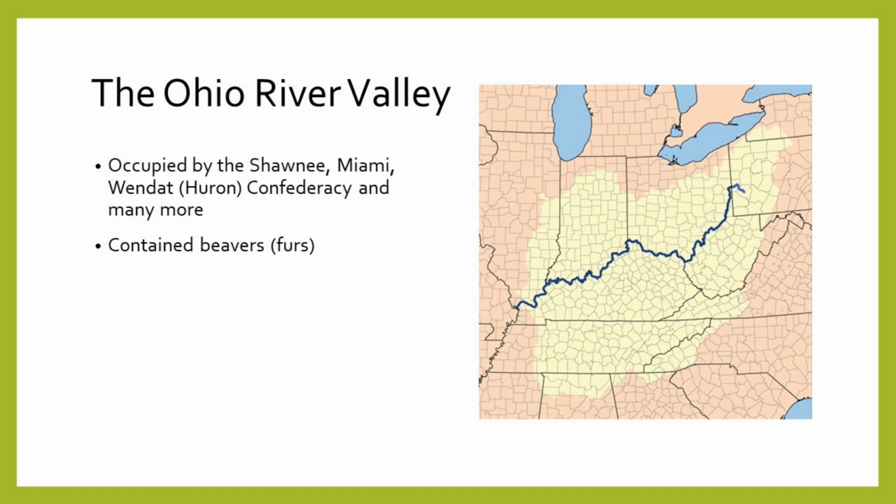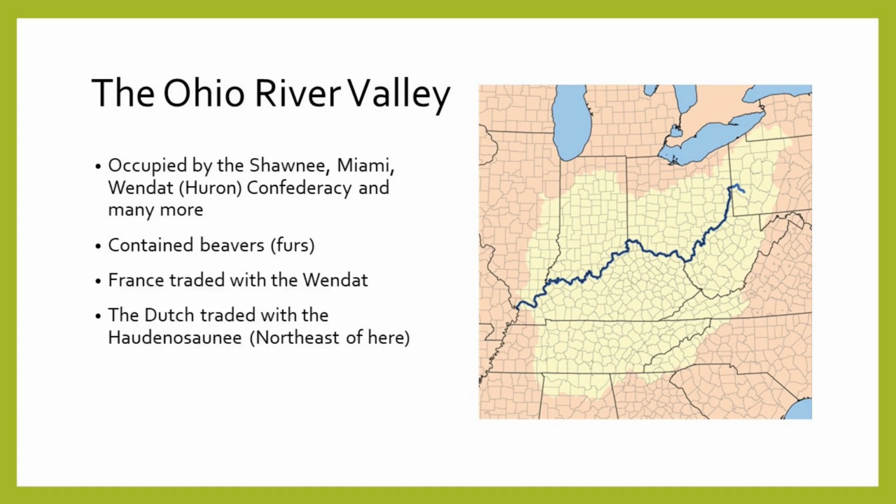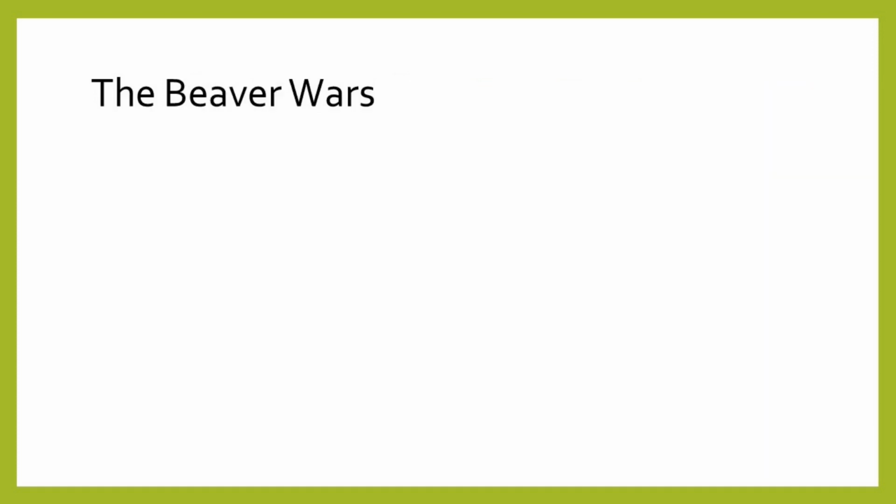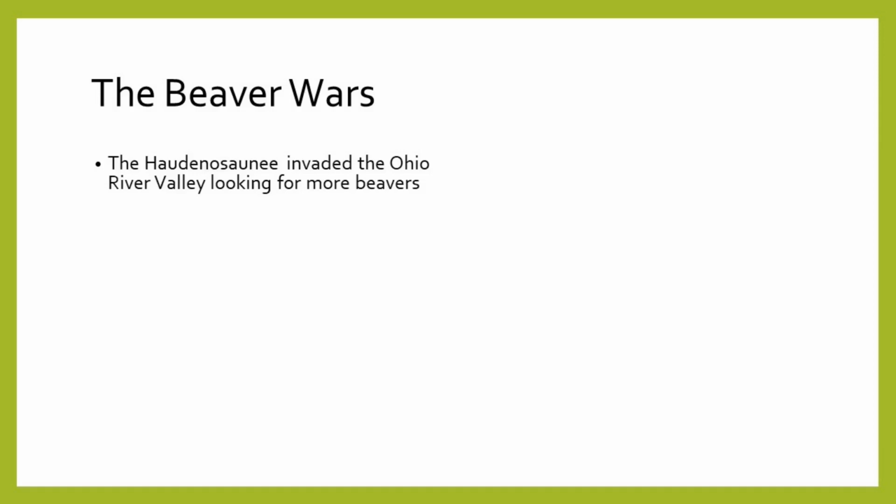To satisfy this demand, the French started trading with the Wendat, and at the same time the Dutch started trading with the Haudenosaunee. The Haudenosaunee made so much money selling furs to the Dutch that they basically hunted beavers to extinction in their own homeland. To solve this problem, they took the guns that the Dutch supplied them with and invaded all of their neighbors to conquer new hunting grounds.